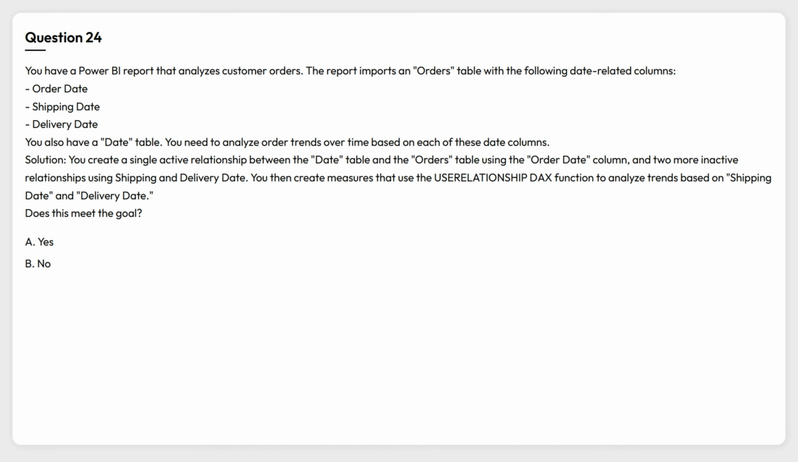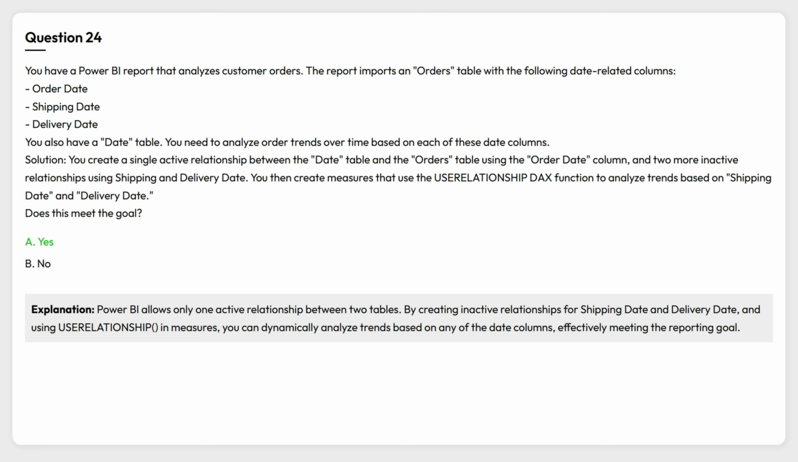Does this meet the goal? Option A, yes. Option B, no. The correct answer is option A, yes. Power BI allows only one active relationship between two tables. By creating inactive relationships for shipping date and delivery date and using USERELATIONSHIP in measures, you can dynamically analyze trends based on any of the date columns, effectively meeting the reporting goal.